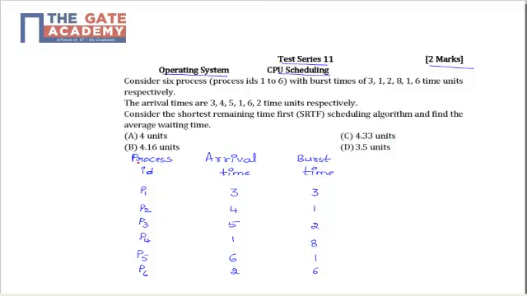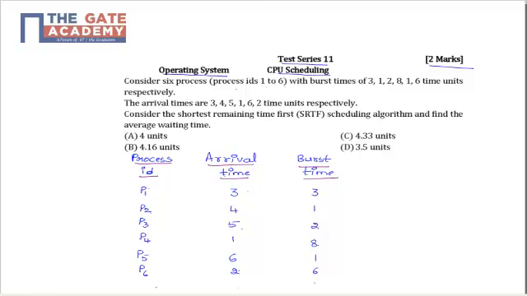Before going to solve this one, we are writing all those things which are given in this problem: process ID, arrival time, burst time. Here 6 processes are there which have process IDs 1 to 6. So we are taking the processes as P1, P2, P3, P4, P5, P6 and the arrival times are 3, 4, 5, 1, 6, 2 and the burst times are 3, 1, 2, 8, 1, 6. We know that burst time is the time required for a process to complete its execution. Arrival time means the time at which the process enters the ready queue to execute.